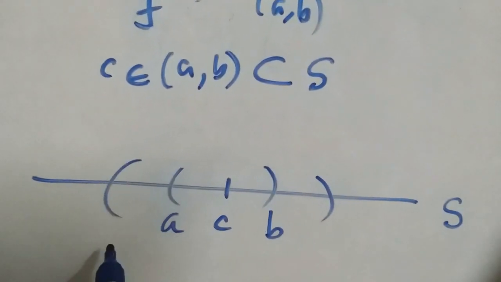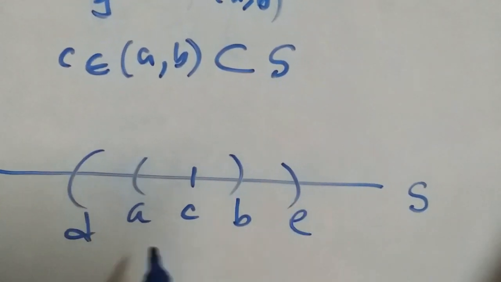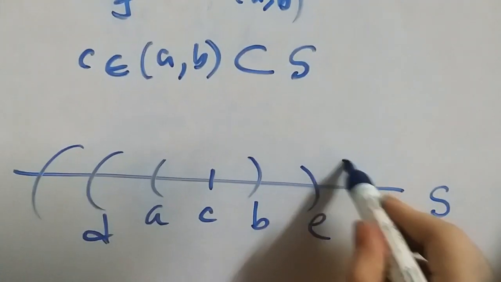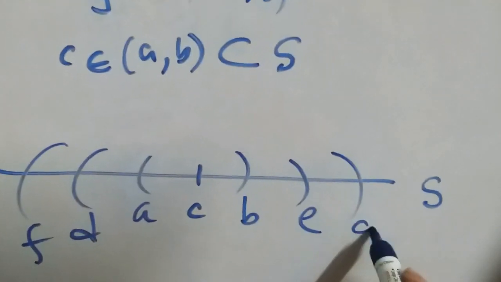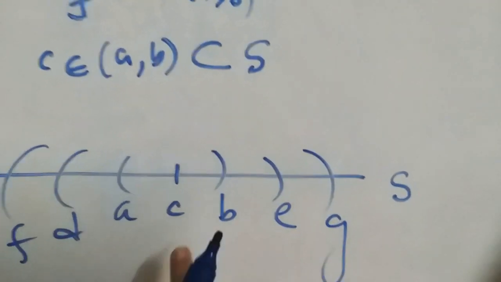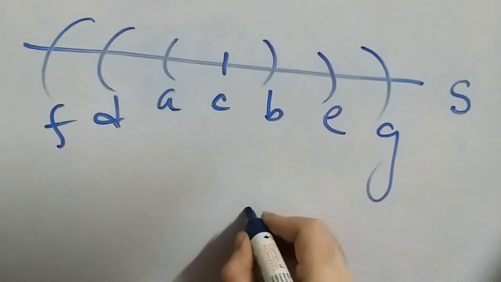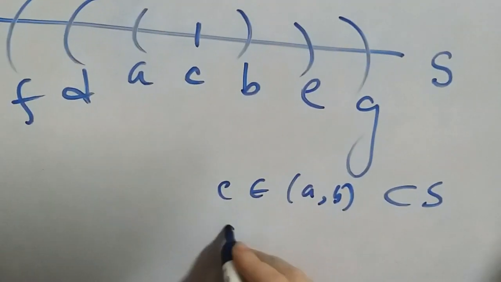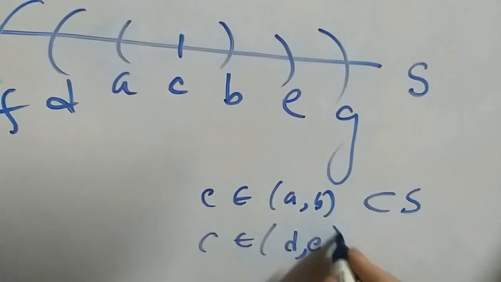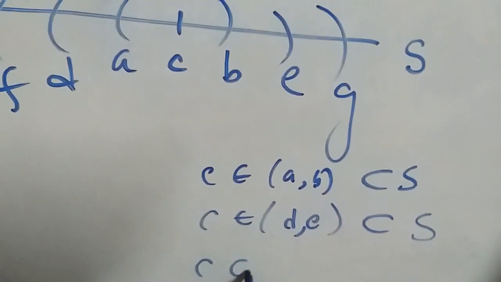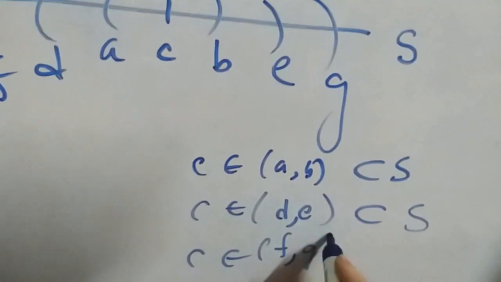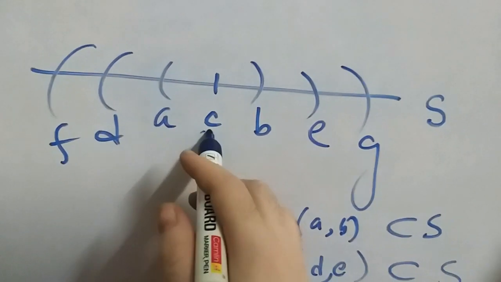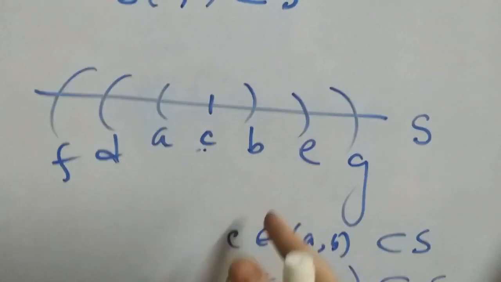Similarly, there is another open interval (d, e) which is also contained in S and containing the point C. There is another open interval (f, g) that is also contained in S and containing the point C. So C belongs to the open interval (a, b) contained in S, C belongs to (d, e) also contained in S, and C belongs to (f, g) also contained in S. So there are many intervals containing the point C and contained in S. So here we can derive another definition of neighborhood.